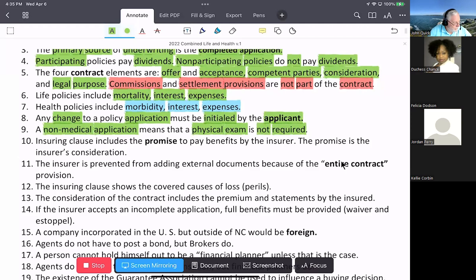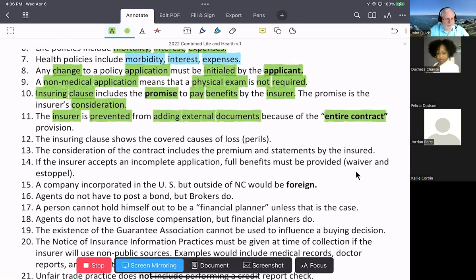Now, the insuring clause is how you're insured and includes the promise to pay benefits by the insurer. The promise is the insurer's consideration. We will pay if this happens. Now, if you buy your policy, the insurer is prevented from adding any external documents because of the entire contract provision. See, they can't change the contract without your written permission.